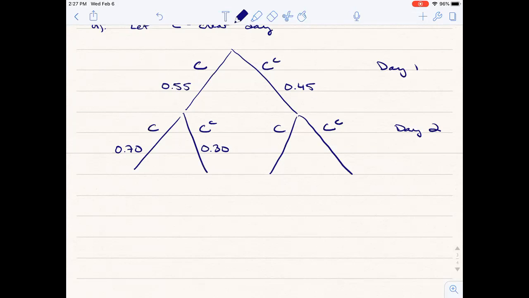If the weather is not clear the previous day, the probability of a clear day is 0.35. So not clear is the second branch, and so the probability of a clear day is 0.35. And then the probability that it's not clear on the second day, again, would be 1 minus 0.35, 0.65.